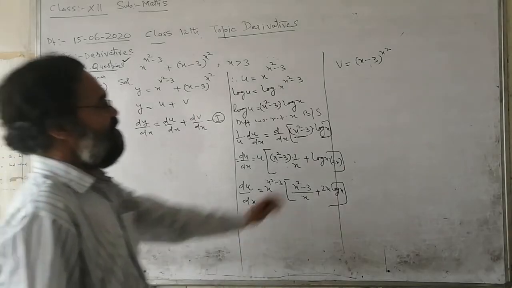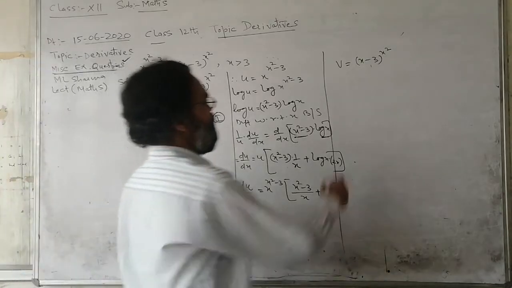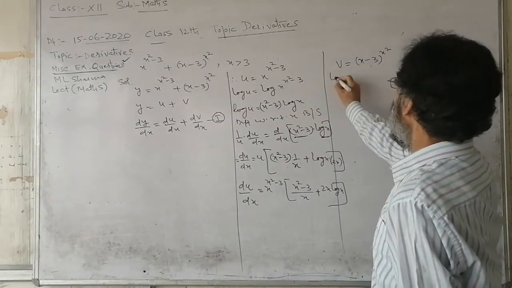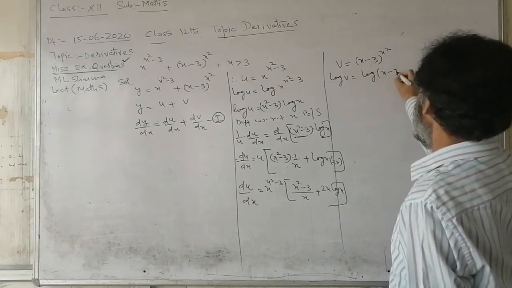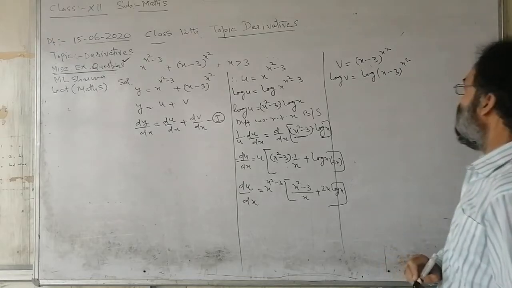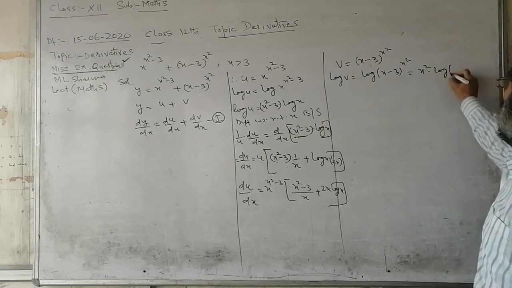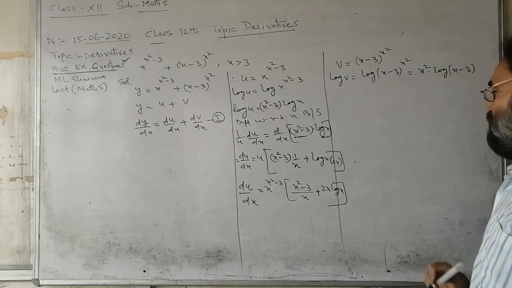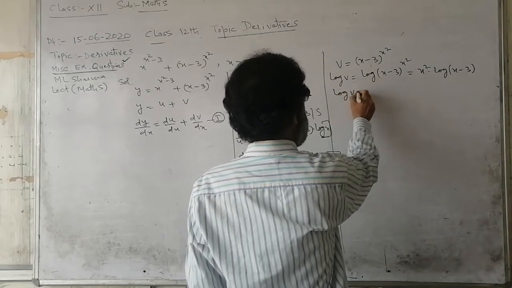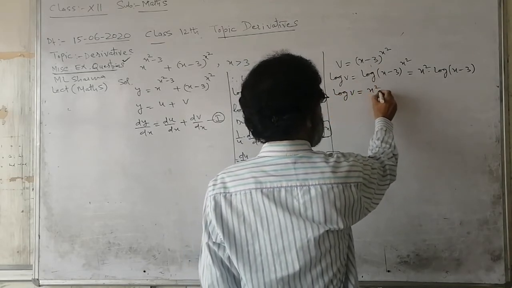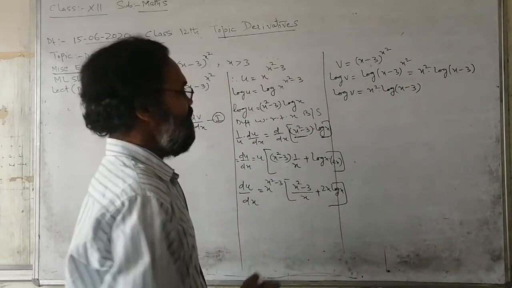In the same way, here again I try to find the value of dv upon dx. So if I take log both sides, this will be log v equals log of (x minus 3) raised to power x square, and this I can write as x square log of (x minus 3). So log v equals x square log (x minus 3). Differentiate this.